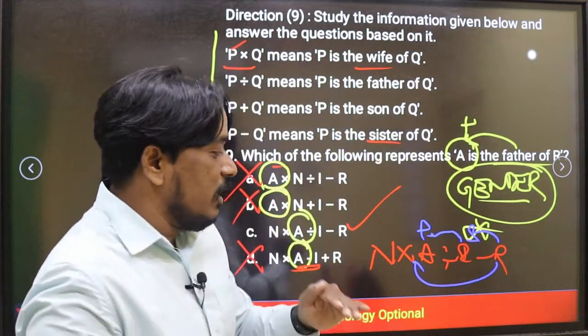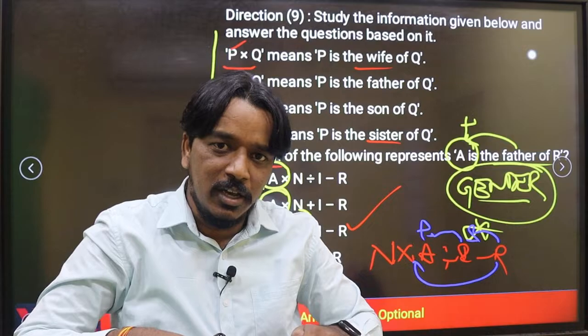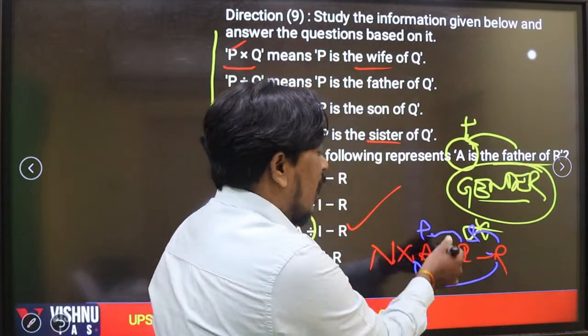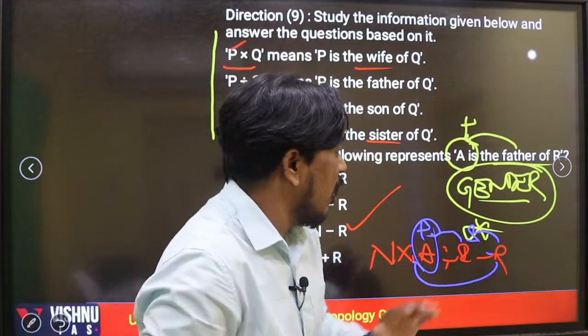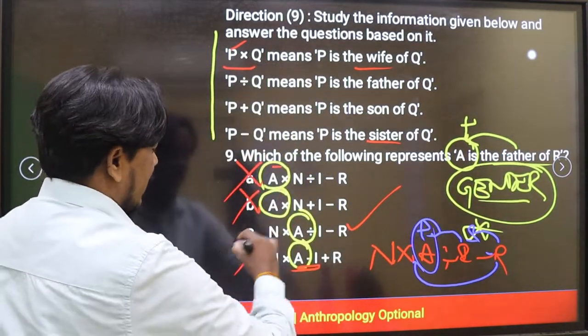Now check here. In a basic type of question, we draw a family tree generation-wise. Here it is not required. Directly you have to observe: my sister's father is my father. That means R's father, directly A is the father of R. So we are getting the answer directly, C.